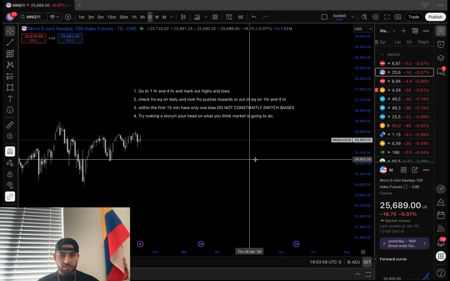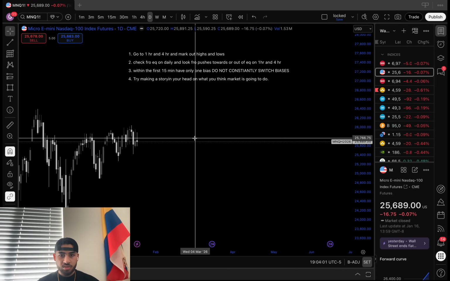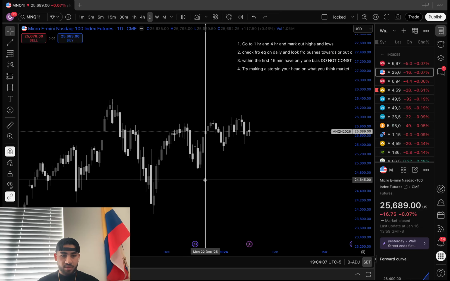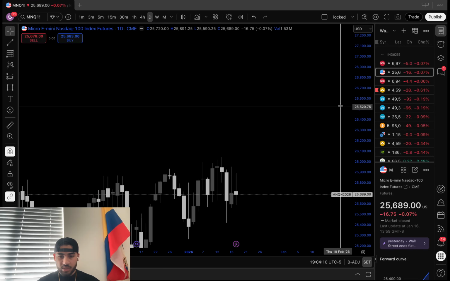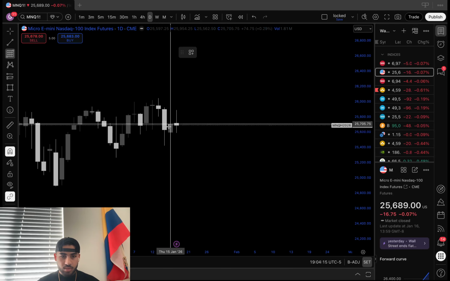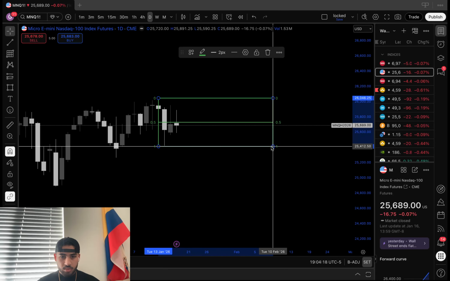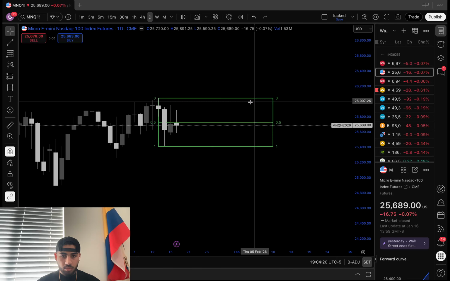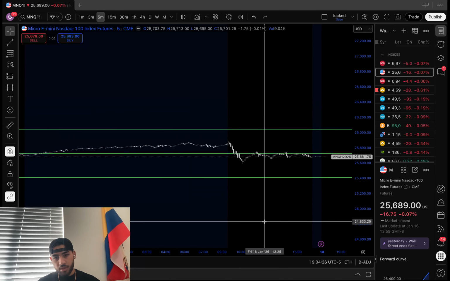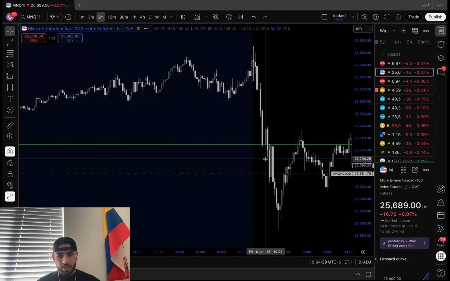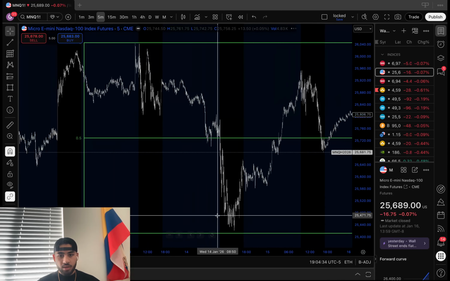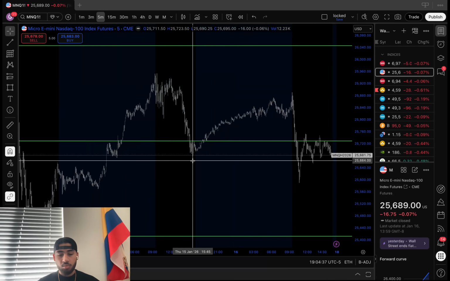So what I mean by number two, check for EQ on daily and look for pushes towards or in or towards it. Okay, so on the daily, let me just take this one for example. This would be out of it. This was the 5 minute. This was the big dump. We already had our EQ marked out, from here to there. We see pushes into the EQ, and then we see a dump right out of it.